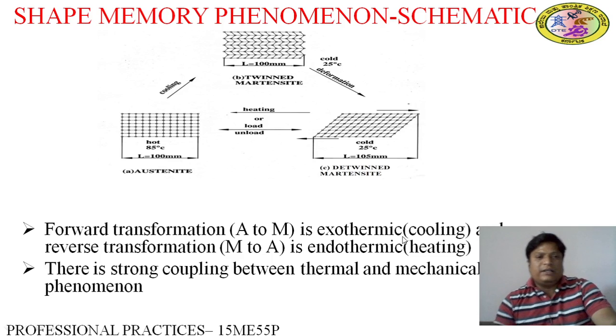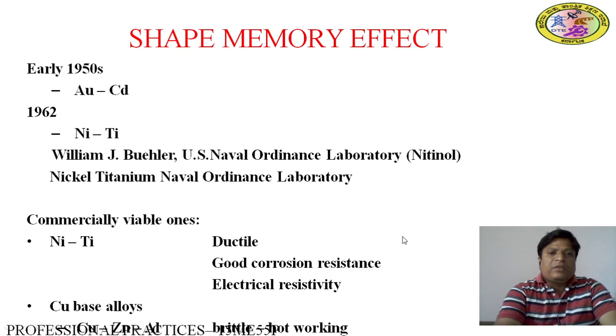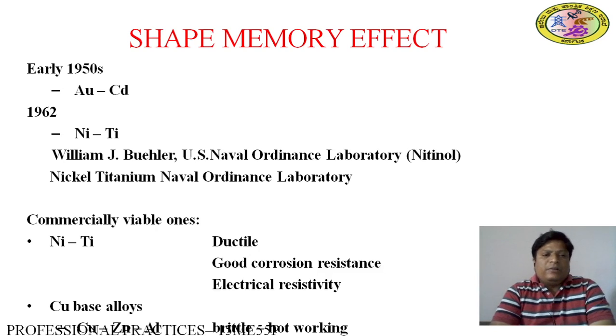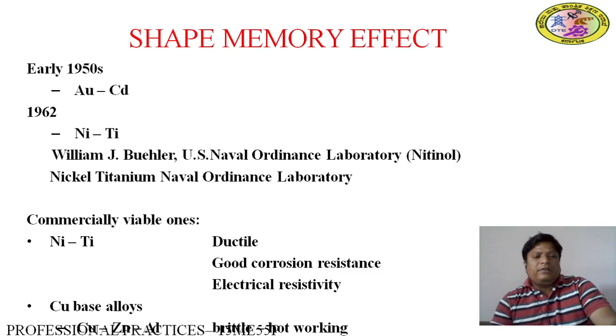The shape memory effect was observed by Hurley in 1950 in aluminum and cadmium. In 1962, nickel and titanium by William G. Buehler at the US Naval Ordnance Laboratory. Nickel titanium is now commercially viable and available in the market. Nickel titanium is a ductile material with good corrosion resistance and electrical resistivity.